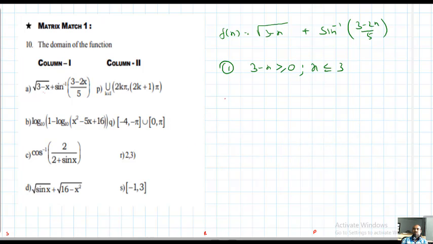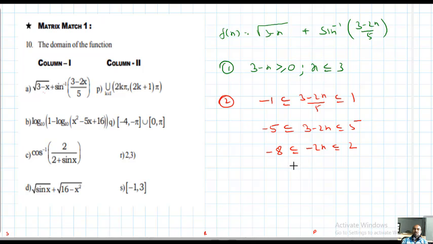Students, listen on the second part. What can I say? Your (3 minus 2x) by 5 should lie between -1 to 1. I will write: -1 less than or equal to (3 minus 2x) by 5 less than or equal to 1. Multiply 5 on the other side, the inequality does not change: -5 less than or equal to 3 minus 2x less than or equal to 5. Subtract 3 on the other side: -8 less than or equal to -2x less than or equal to 2. Dividing by -2 on the other side, the inequality will alter. So -8 by -2 greater than or equal to -2x by -2 greater than or equal to 2 by -2.